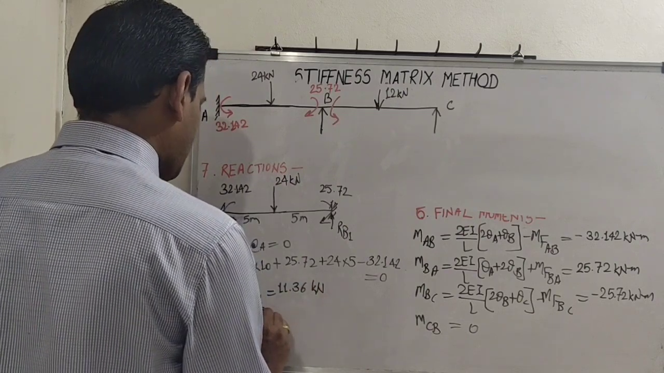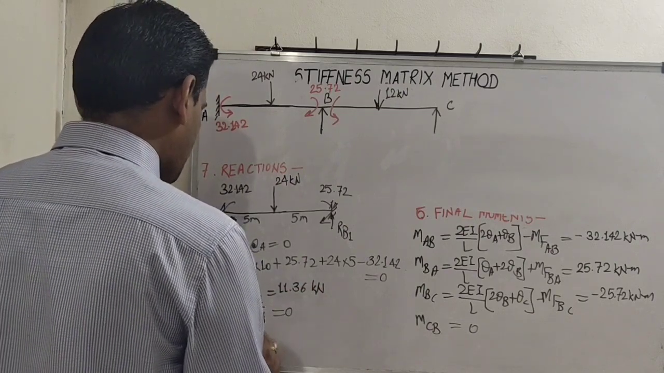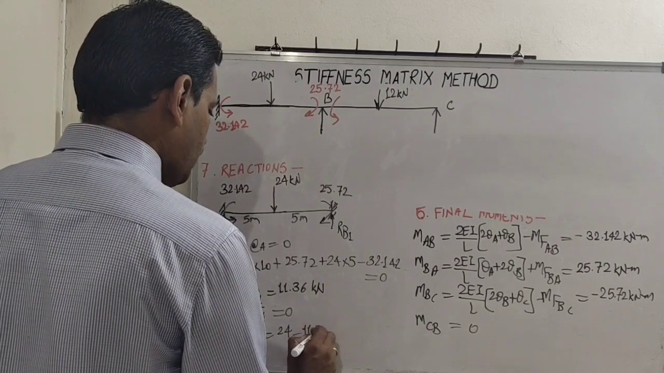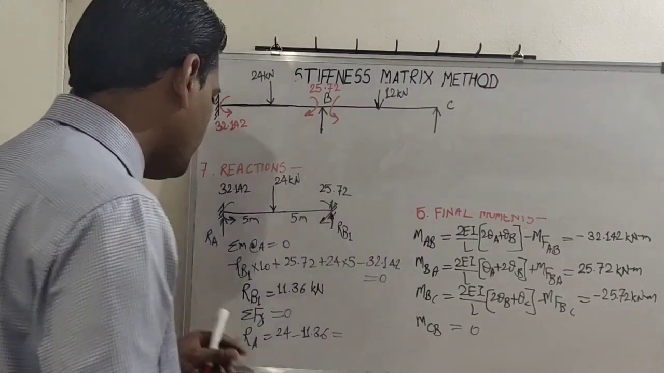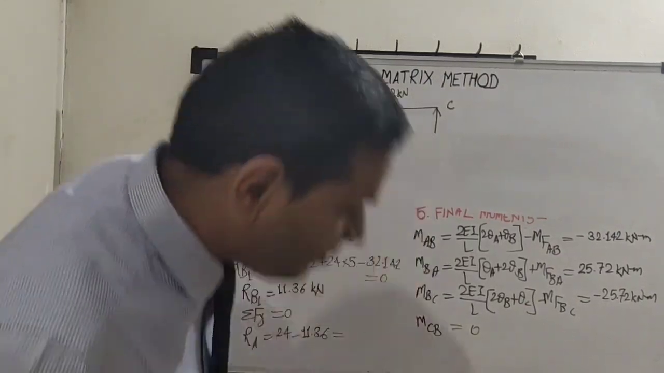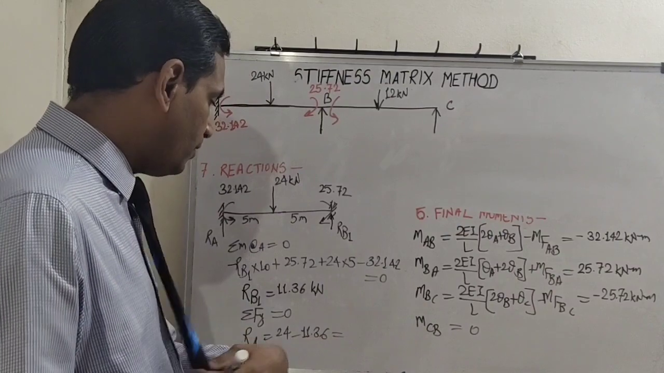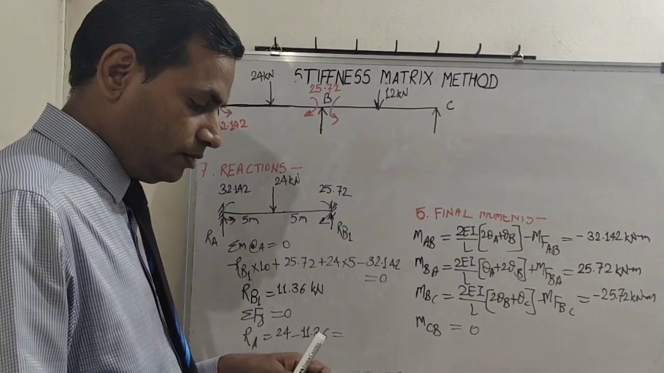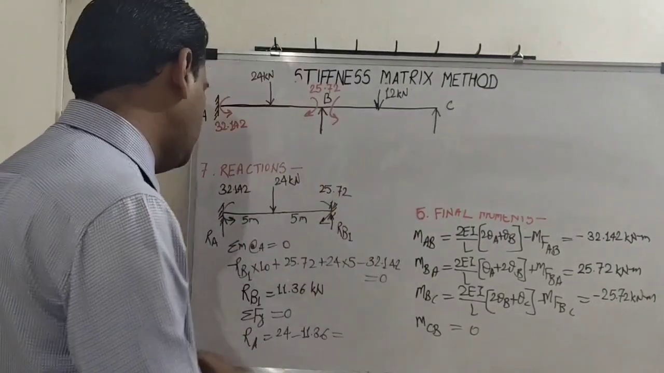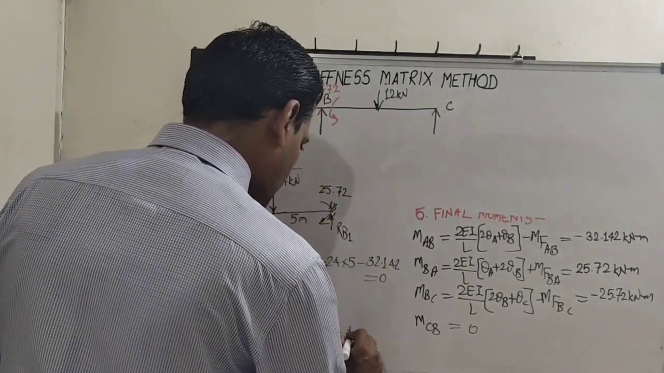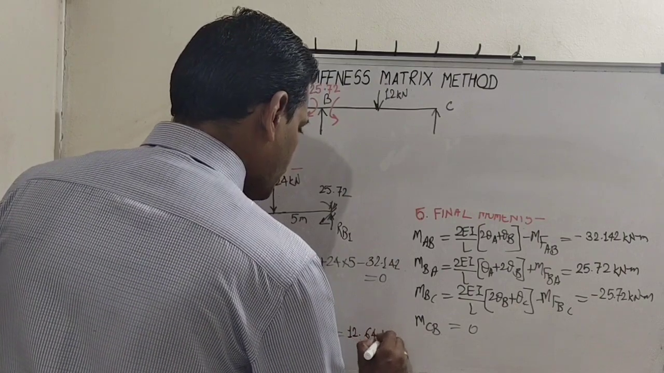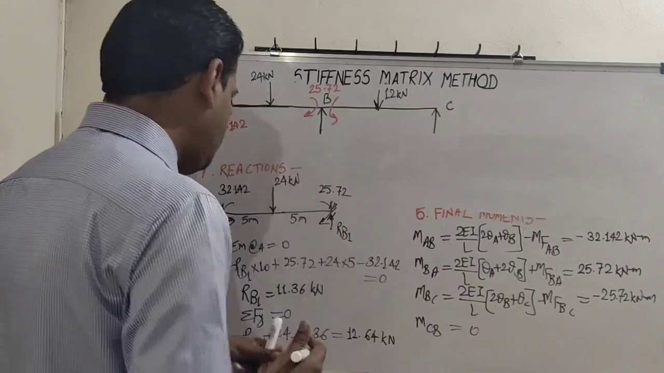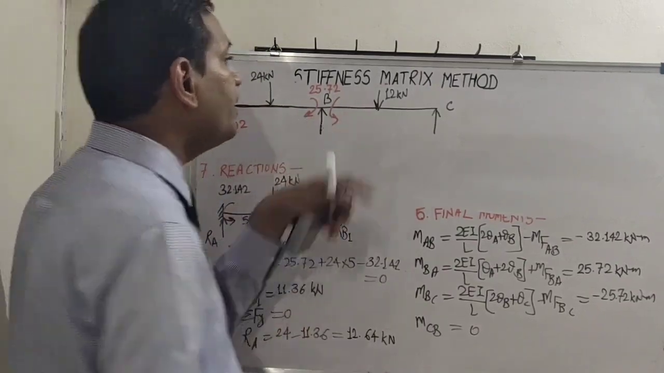Then summation Fy is equal to 0. It is going to give us RA value. How much is that? 24 minus 11.36. So how much will that be? Subtract this value of 11.36 from 24. So it is 12.64. RA value is 12.64 kilonewton.